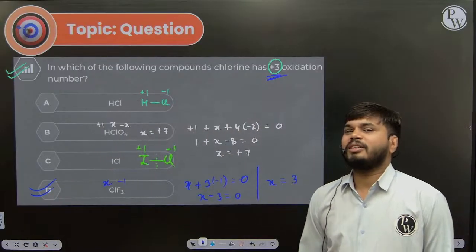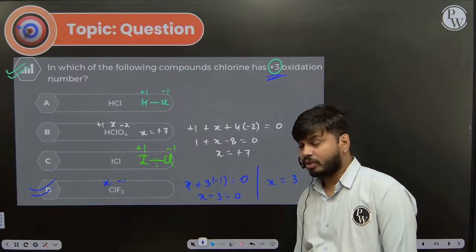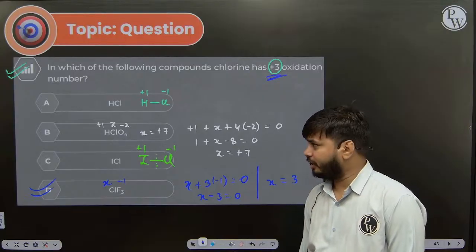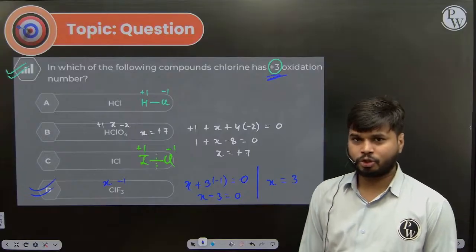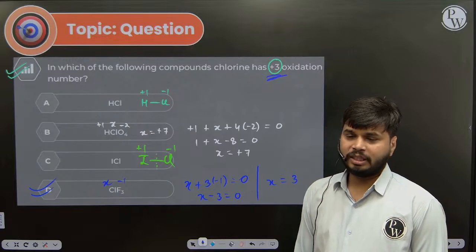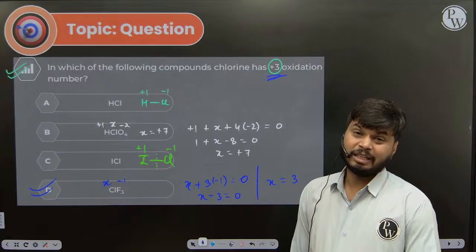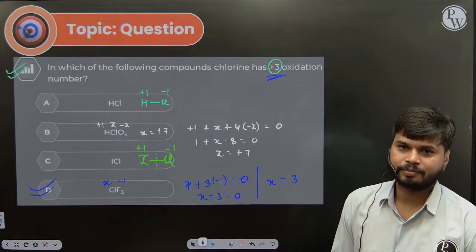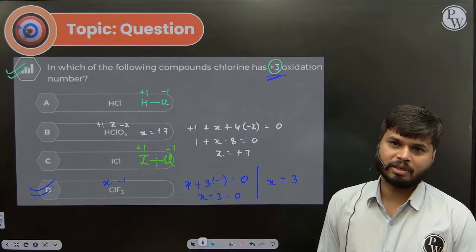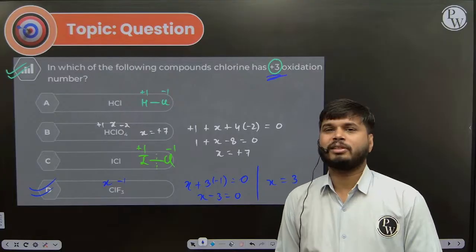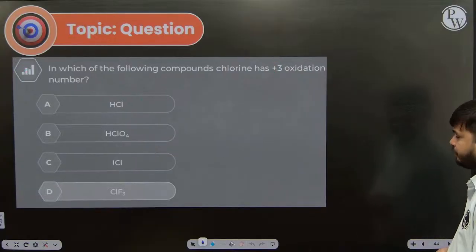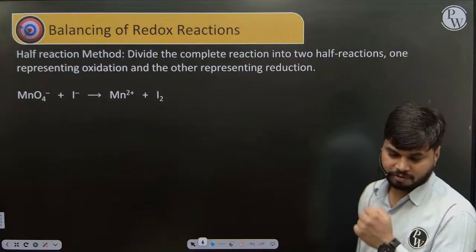Okay. So we have two ways to calculate the oxidation number, the oxidation state. The first one is by making the structure, and the other one is assuming x. But of these, the more accurate one is by making the structure. By making the structure, the oxidation number will be calculated and that will be considered more correct. Okay, now let's come to our next topic, which is balancing of redox reactions.